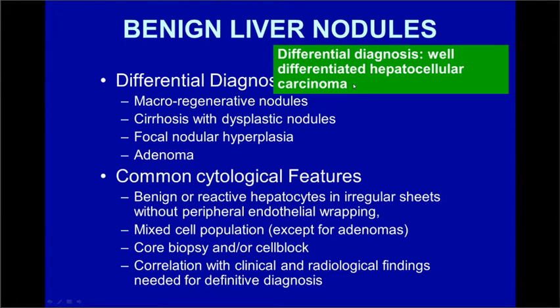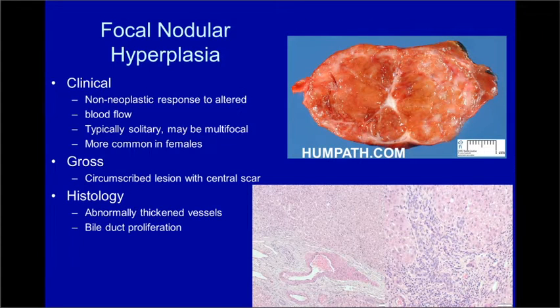And the key here is typically when we're faced with something that's composed of benign appearing hepatocytes, the key differential diagnosis is with well-differentiated hepatocellular carcinoma. And I mentioned a few benign nodules. I'm going to focus on 2. The first of these is focal nodular hyperplasia.